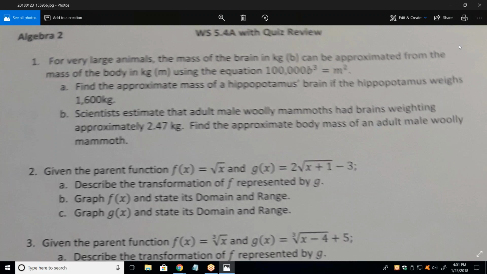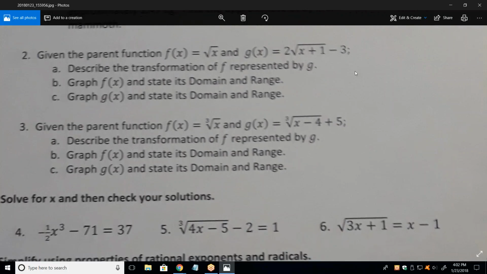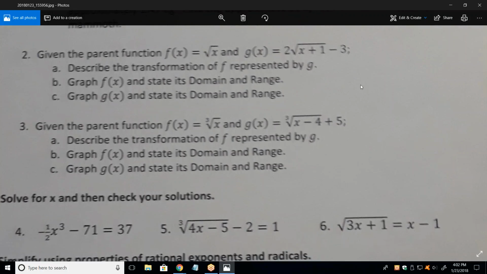So what are we going to do to solve A? Do you have a calculator? So I already did the first one. Okay. So number 2. And yes, I do have a calculator. Okay. Let me take a snapshot of this.